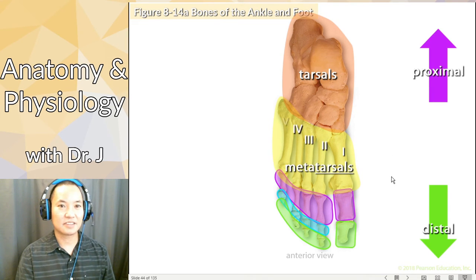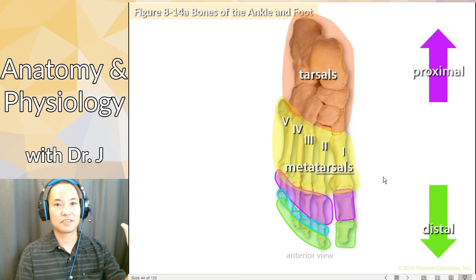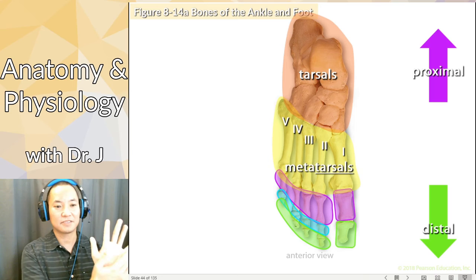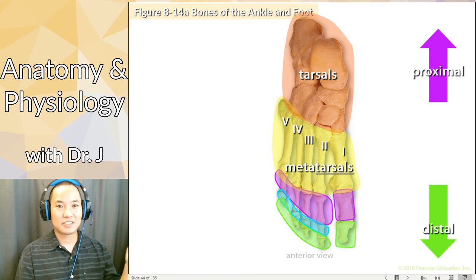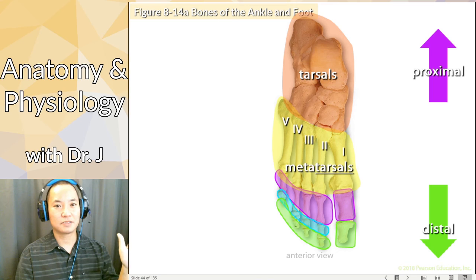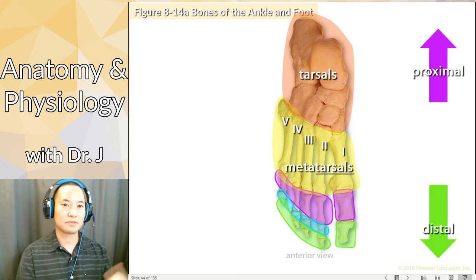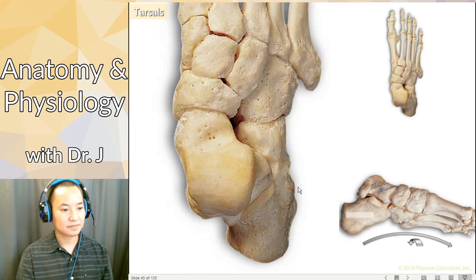And again, just like how you count from 1 to 5, starting with your thumb and going all the way to your little finger, you start with the big one and you work your way to the very small one, the littlest one. So that's how you go 1, 2, 3, 4, 5. Same with your toes. You go from the big toe to your little toe, 1, 2, 3, 4, 5.